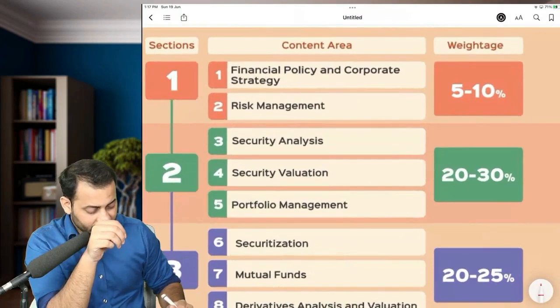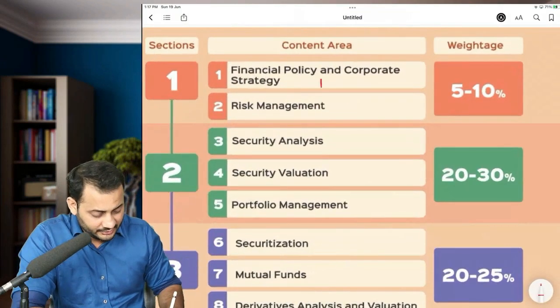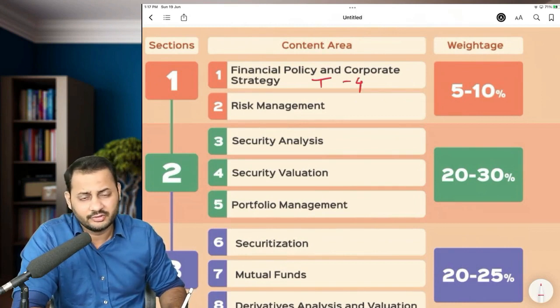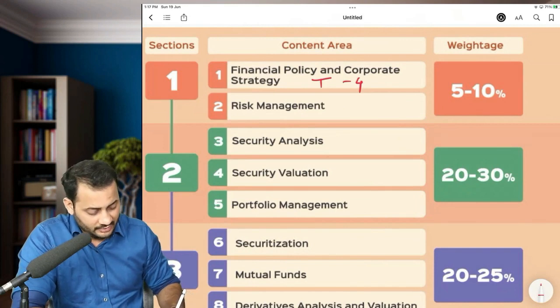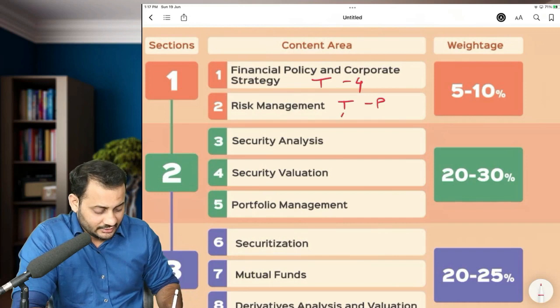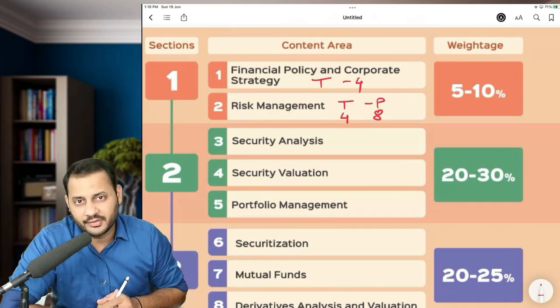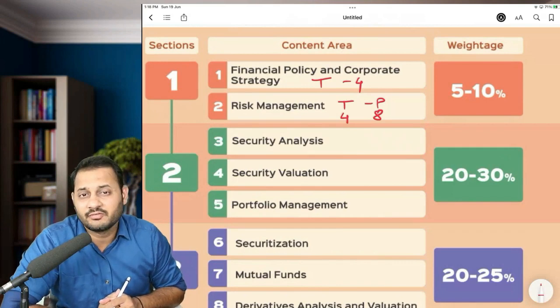The first chapter is financial policy and corporate strategy. It is purely a theory chapter. 4 marks of theory will surely be asked from this chapter. Risk management is a theory and practical chapter both. So they can ask 4 marks of theory or 8 marks of practical question from this chapter. And both of these chapters are very small chapters.